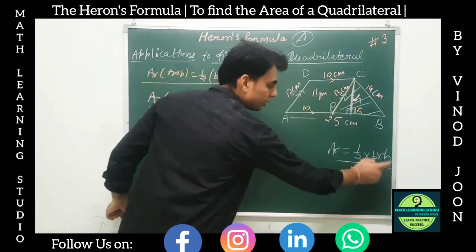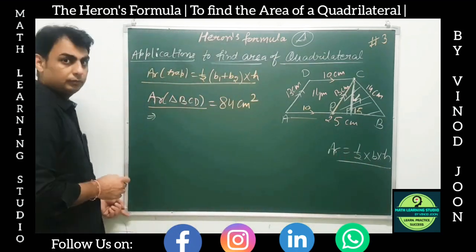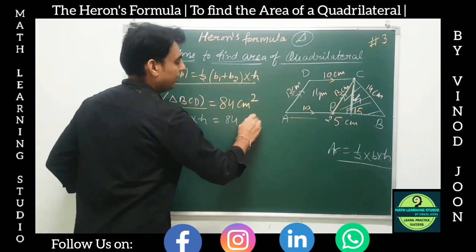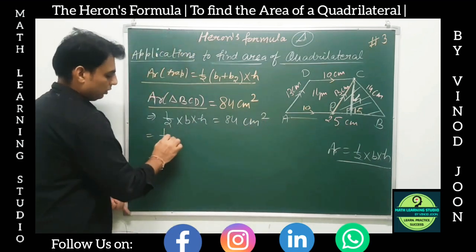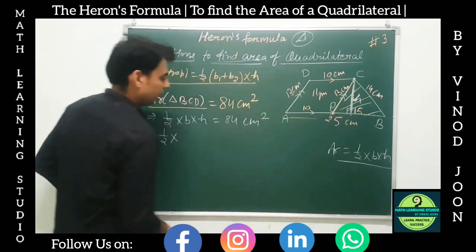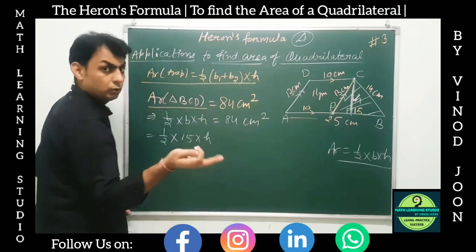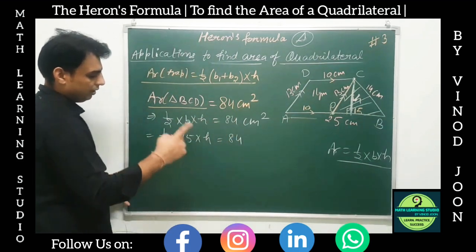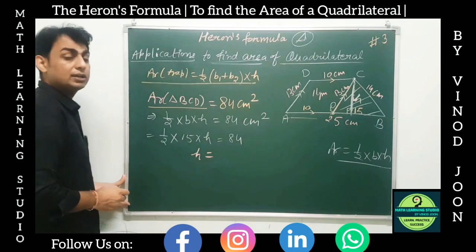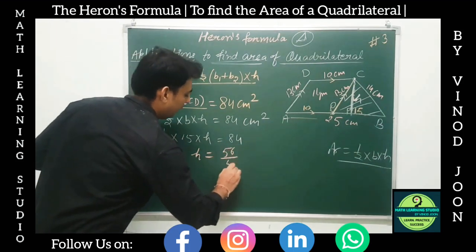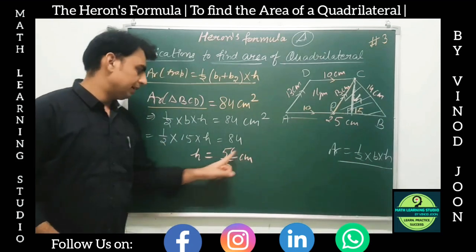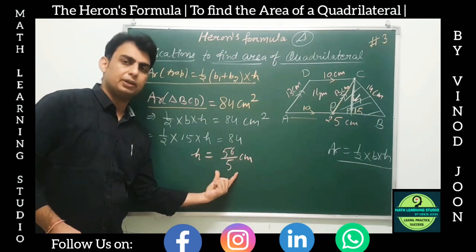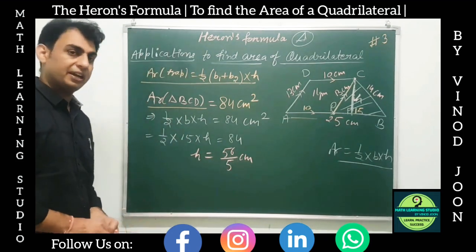Now, this area should be equal to the same thing, half into base into height. This implies half into base into height is equal to 84 centimeter square. So, half into what's the base? 15 we can see. Height we do not know, that is what we have to find, is equal to 84. From here we find the height to be what? 56 by 5 centimeter. First we multiply it by 2, cross multiplication, then divide by 15 and reduce by simplification, cancellation, we get 56 by 5 as the height.